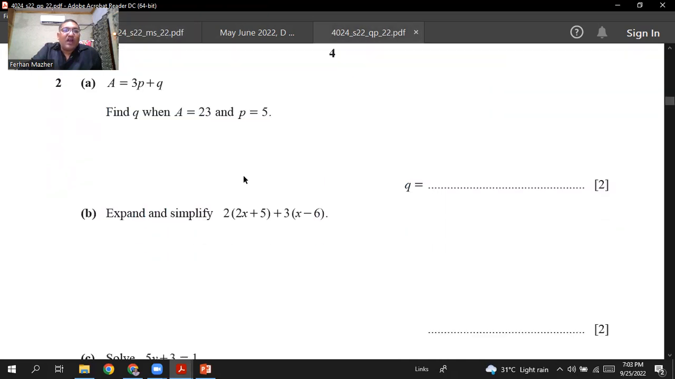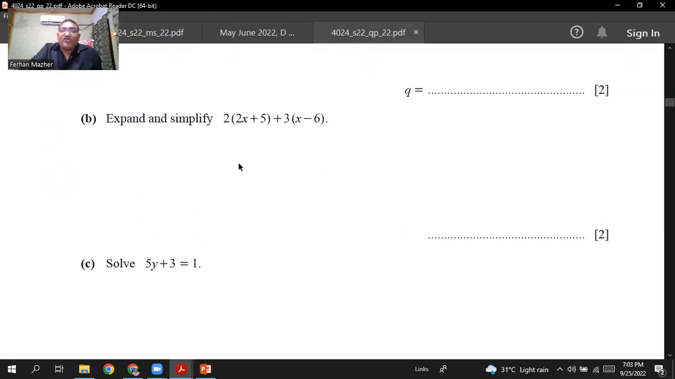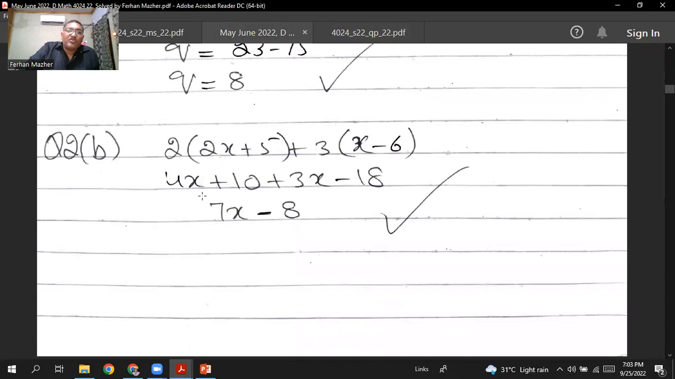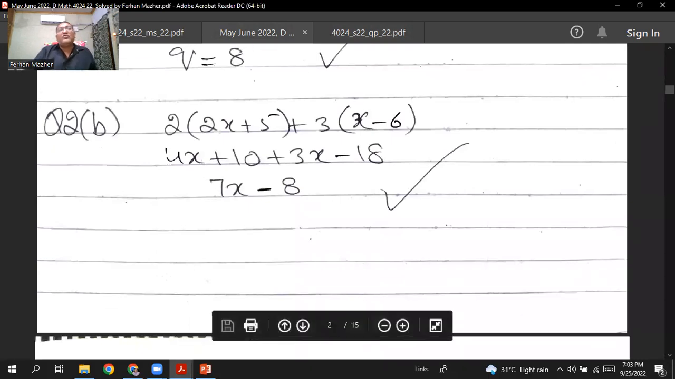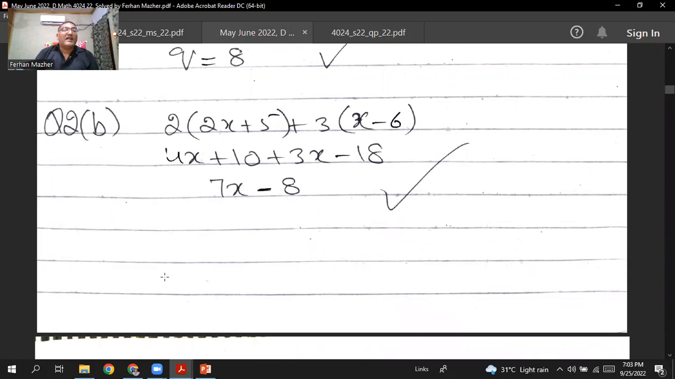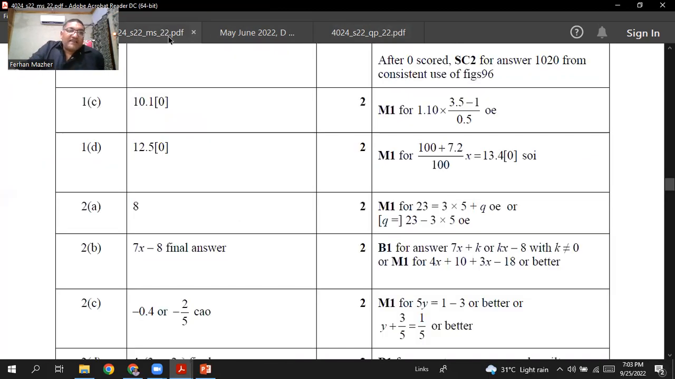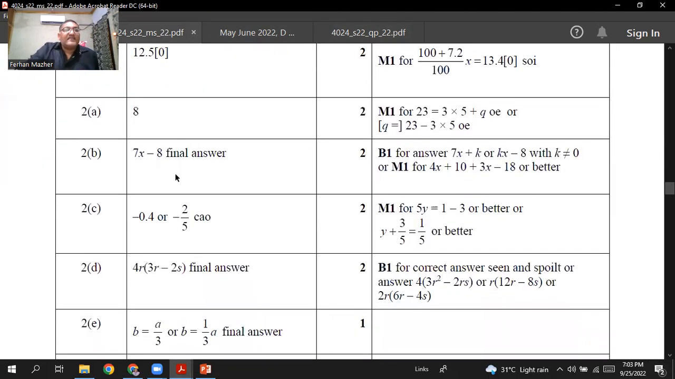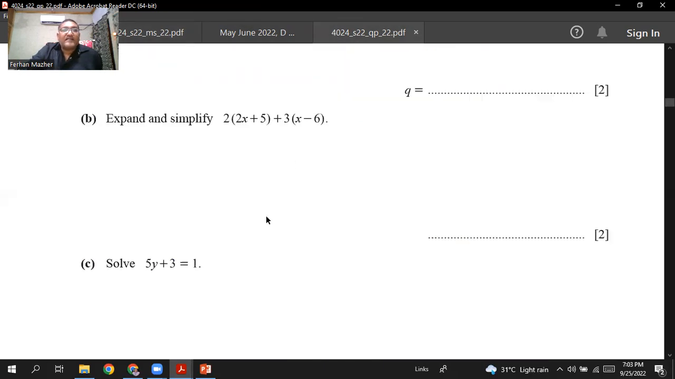Okay. So now we will go to the B part, question number 2, B part. It says 2 bracket 2x plus 5 bracket close plus 3 bracket x minus 6 bracket close. Expand and simplify. Oh, very simple. You just open those brackets. So 2 times gives 4x plus 10 plus 3x minus 18. So it will be 7x minus 8. 7x minus 8, that is the answer. Yes, sir. 7x minus 8 is the right answer.